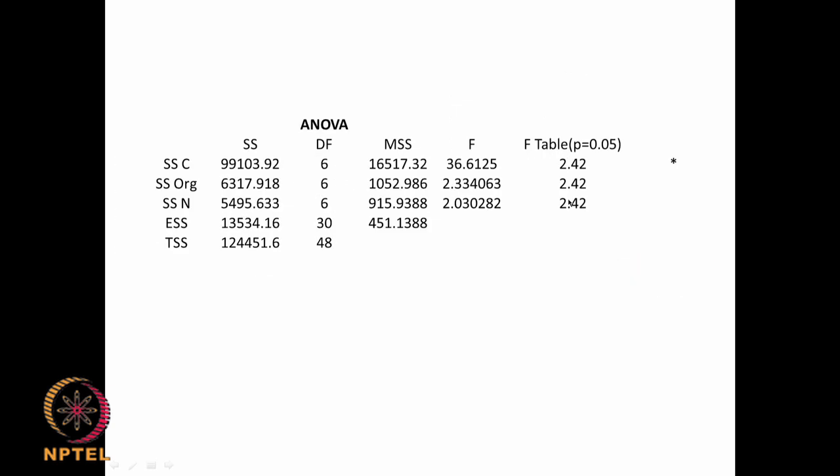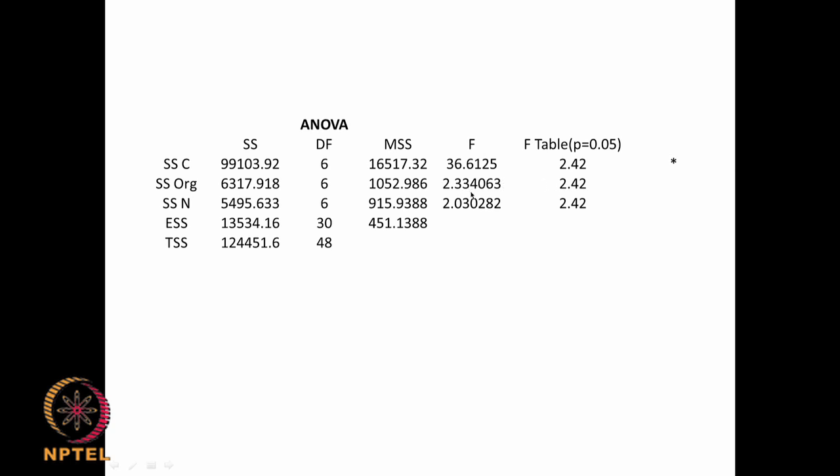Do you understand? So, on first hand we can say only the carbon has an effect because the table value is less than the calculated value. So, only carbon has a significant role, that means we reject the null hypothesis and we accept the alternate hypothesis. Organism does not seem to play a role because F calculated is less than the table value. But then as I am saying, the differences are not very large.